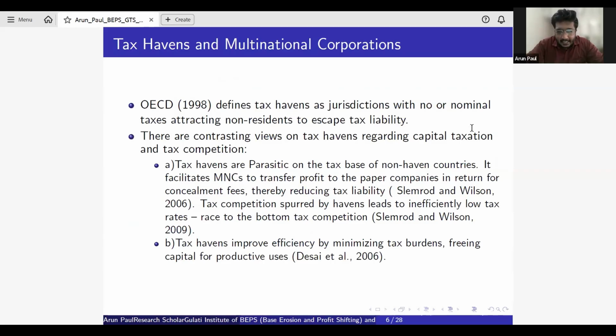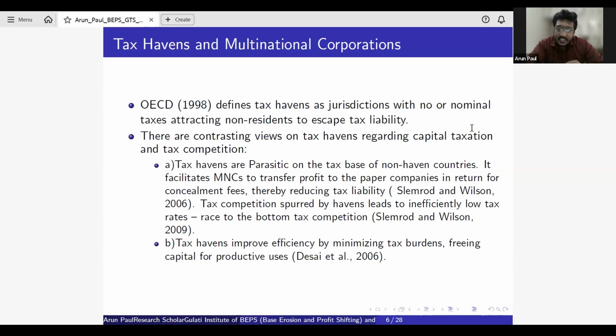Then I will give you a little detail about what tax havens are. They are jurisdictions with no nominal tax, attracting non-residents to escape tax liability. According to the OECD classification, there are around 43 tax havens. There are four criteria, related to tax, lack of effective exchange of information, lack of transparency, and no substantial activities.